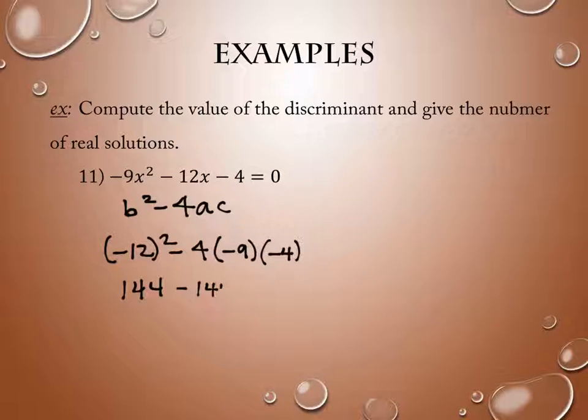It's 144. And of course, that gives me 0. So what does that tell me in terms of numbers of real solutions? I have 1 real solution.